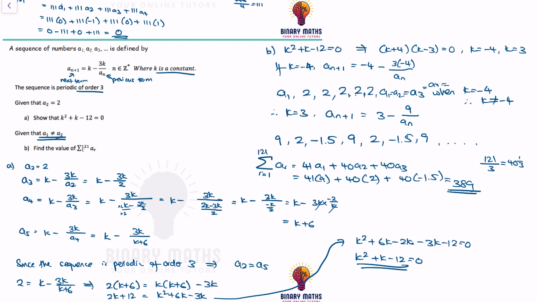And it looks a bit messy. The only thing I would do here is write A1, and then write therefore A1 is equal to 9 because of the fact that it's repeating every 3.